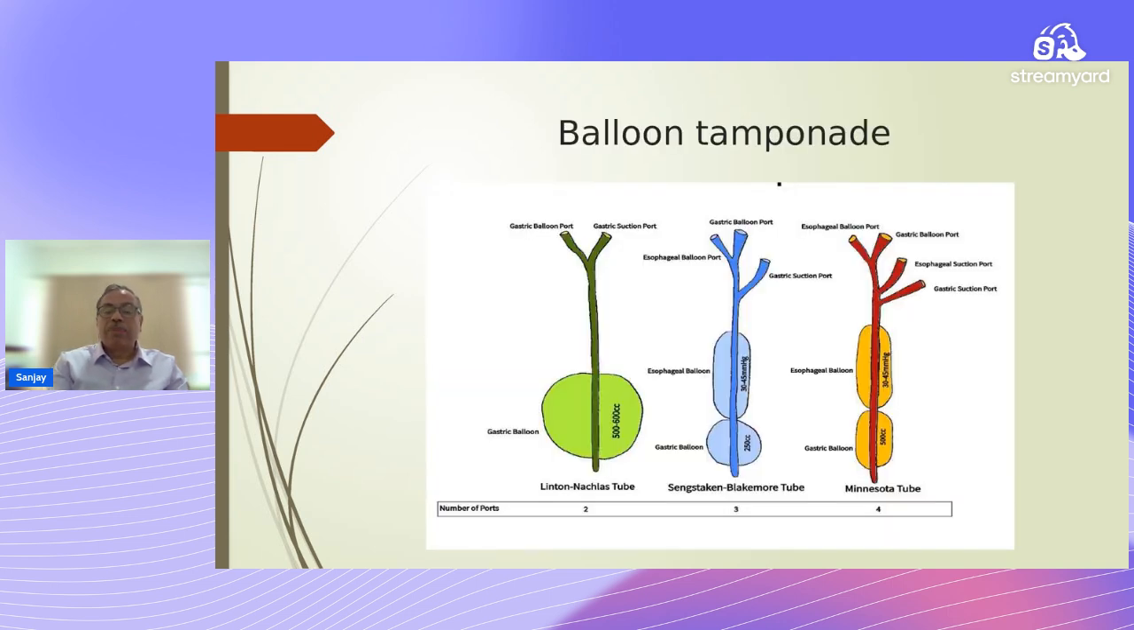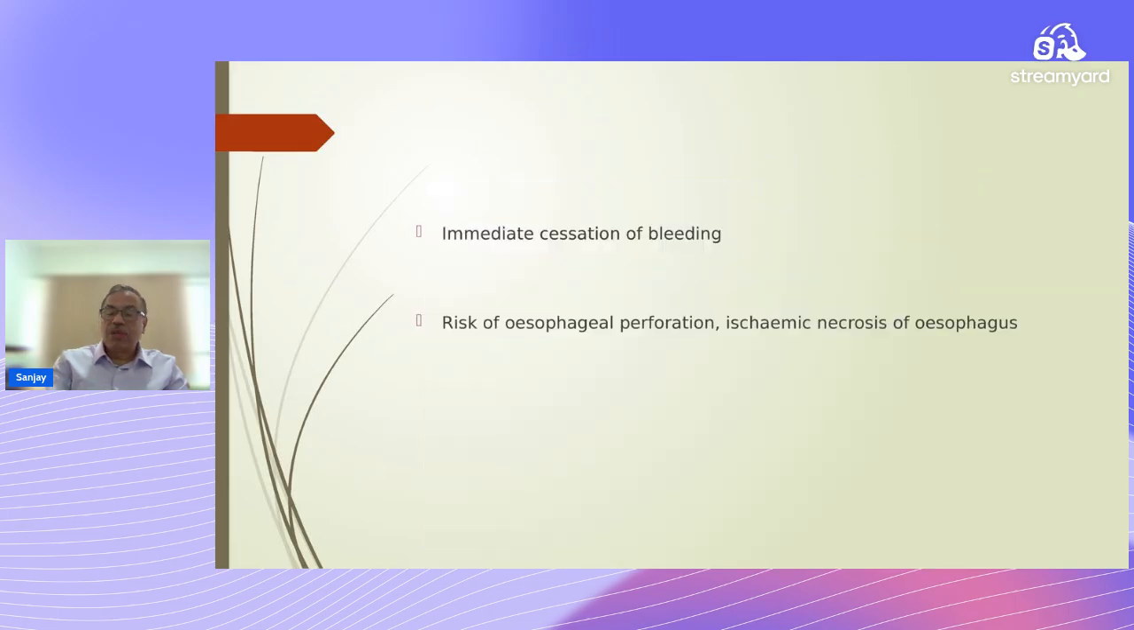Balloon tamponade is done by three different types of tubes: the Linton Nachlas tube, the Sengstaken-Blakemore tube, or the Minnesota tube. These are the three types of tubes which can be used for giving a balloon tamponade, a pressure which, when inflated, would lead to compression of the varices, either esophageal varices or gastric varices or both, and that would be an important part of immediate control of the hemorrhage in bleeding esophageal varices.